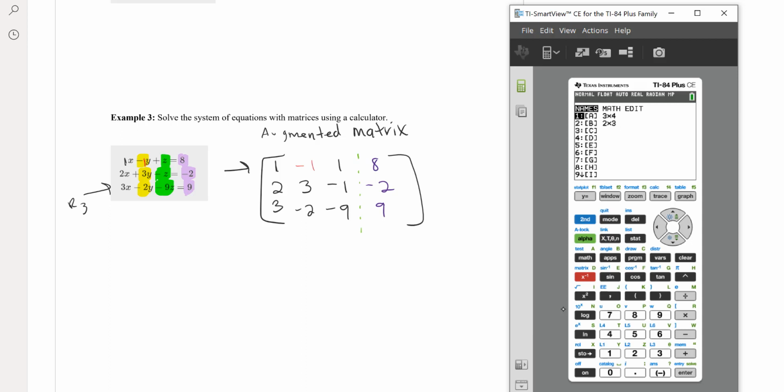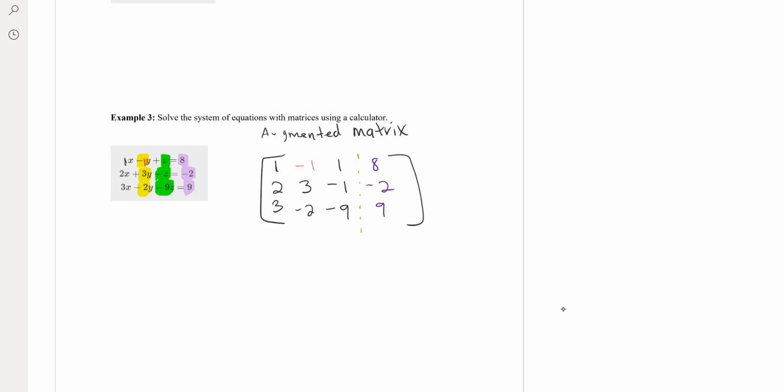Now I want to make sure that I have the right dimensions of my augmented matrix. So here I want to make sure that I understand that it's going to be written as rows by columns whenever I'm talking about the dimensions of a matrix. So here, this is going to be my row 1, this is going to be my row 2, and this is going to be my row 3.